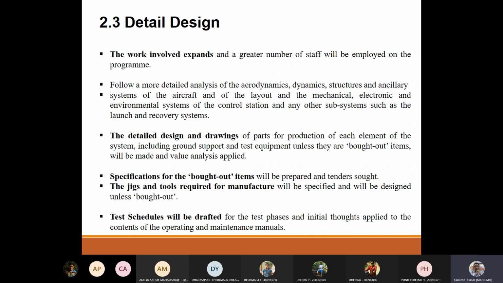So going with the small component itself in the aircraft, you should have the detailed design and manufacturing idea, how we can do the production. That means detailed design and drawings of the parts and components for the production of each element of the system. This will include your aircraft as well as the ground support test equipment.